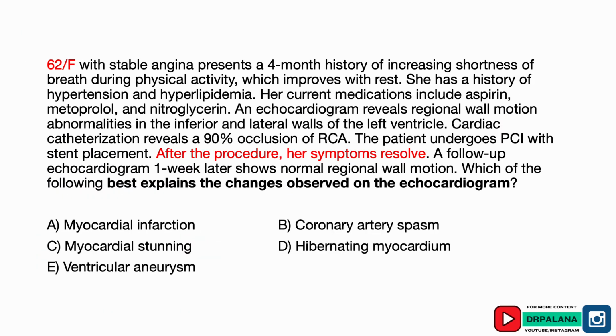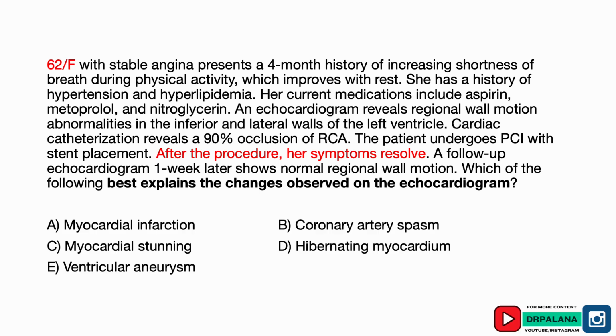A 62-year-old female with stable angina presents with a 4-month history of increasing shortness of breath during physical activity, which improves with rest. She has a history of hypertension and hyperlipidemia. Her current medications include aspirin, metoprolol, and nitroglycerin. An echocardiogram reveals regional wall motion abnormalities in the inferior and lateral walls of the left ventricle. Cardiac catheterization reveals a 90% occlusion of the RCA.